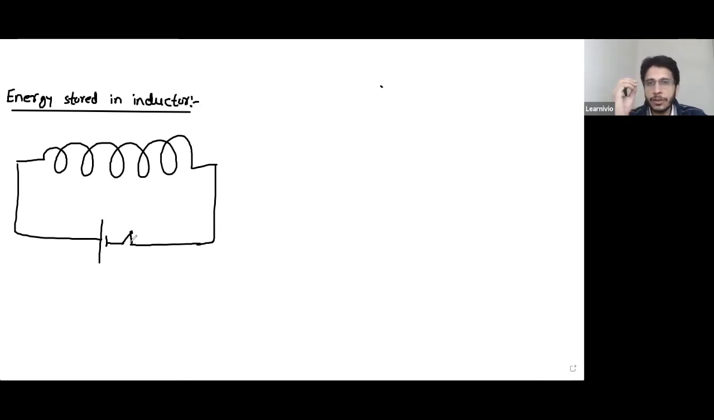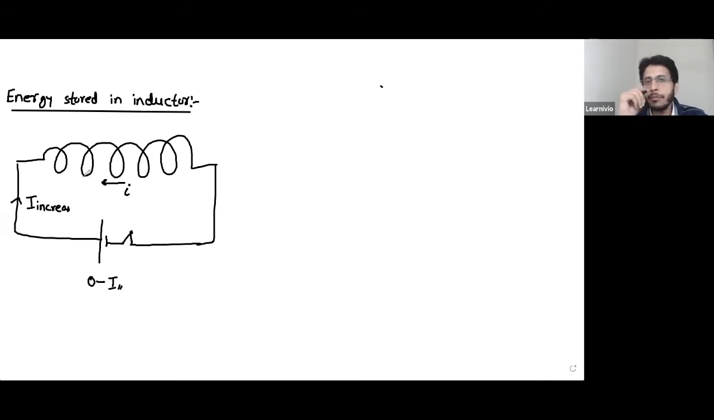This inductor will provide an opposition to the flow of current. So if current in the circuit increases, the inductor will try to oppose this increase in current by inducing a current in itself. So the cell has to do some work against this opposition. If the cell wants to store a definite amount I of current in the circuit, then the cell will have to do some work against the opposition offered by the inductor.